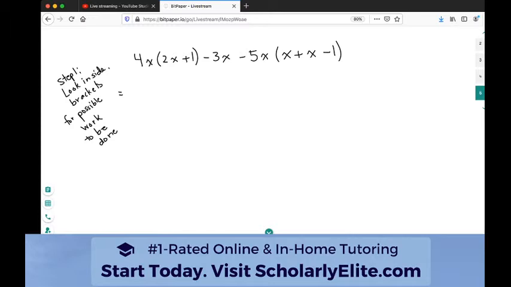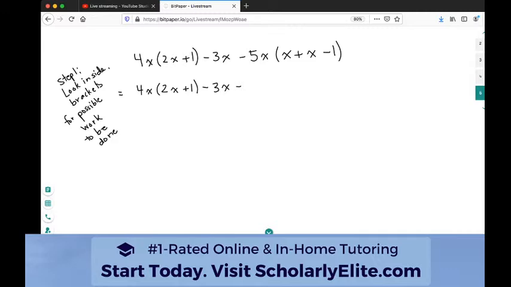So step 1, look inside the brackets for possible work to be done. In this case, if I look at each bracket separately, in this bracket I've got 2x plus 1, nothing needs to be done there, so I can rewrite this part of the equation just as it is. I'm not changing anything there. Here at negative 3x, nothing can happen here yet. Negative 5x is not being subtracted from negative 3x in this scenario.